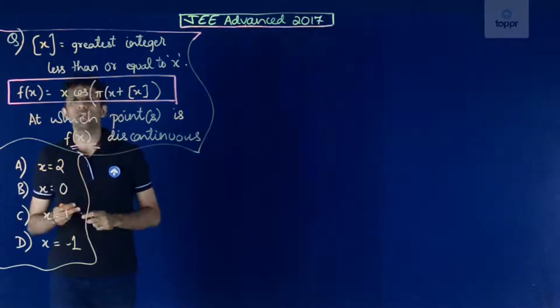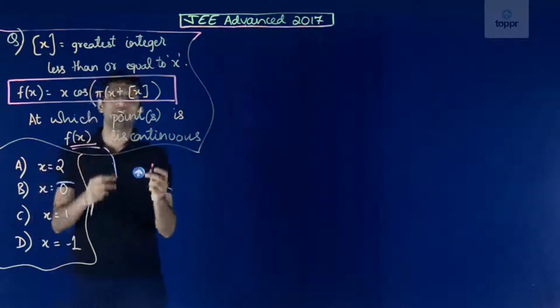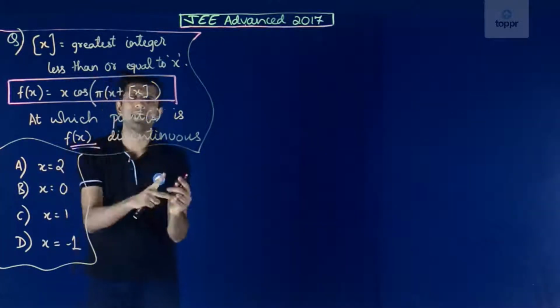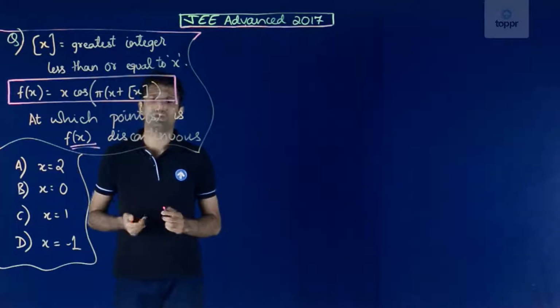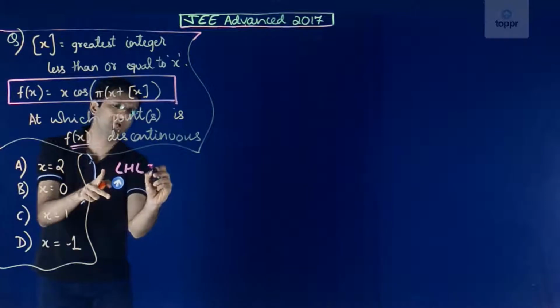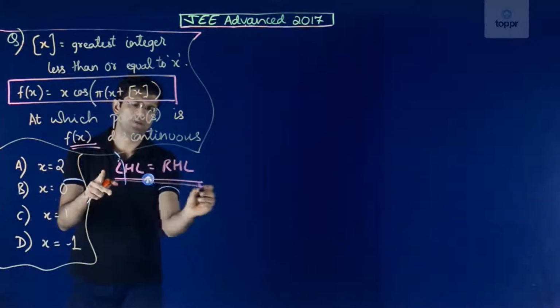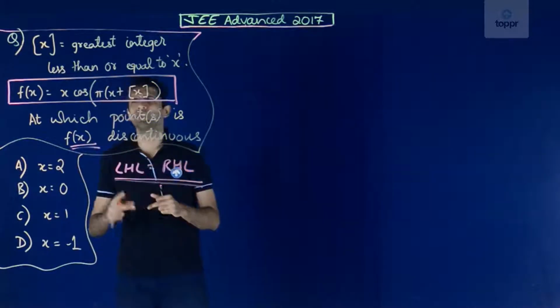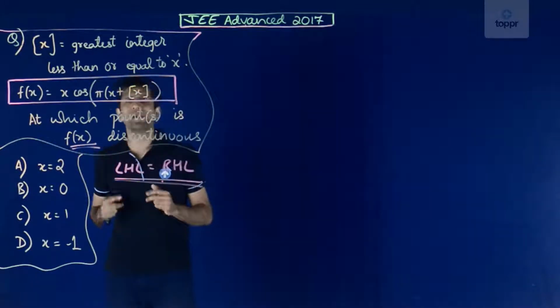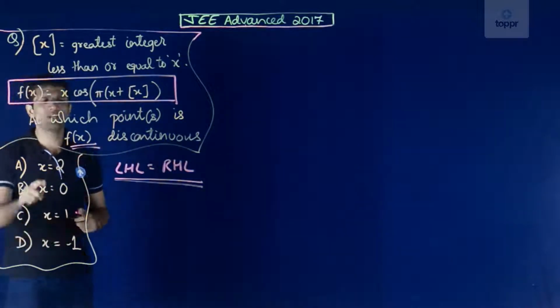Now we know the condition for discontinuity of a function. A function is continuous at a given point only if the left-handed and right-handed limits are exactly the same. So the condition for continuity is that the left-handed limit should be equal to the right-handed limit at that given point. So we will now examine the left-handed limits and the right-handed limits of this function at all these points. Let's get started with the first point.